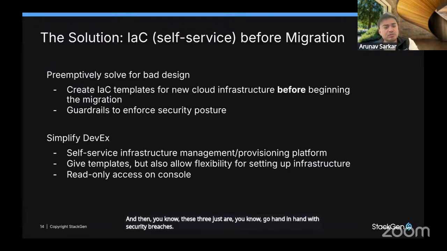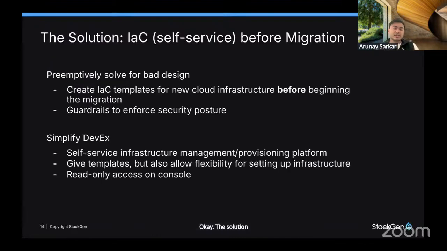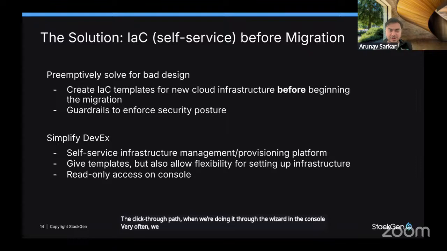Okay. So the solution to this is defining IAC and ideally also baking in self-service before the migration even happens itself. Okay. So this does two things, right? The first is it's going to preemptively solve for bad design. When we're clicking through and setting up new cloud resources or networking or a new cloud anything, right? The click-through path, right? When we're doing it through the wizard in the console, very often we're just trying to, and I'm guilty of this myself, right? We're just trying to get the resource stood up, right?